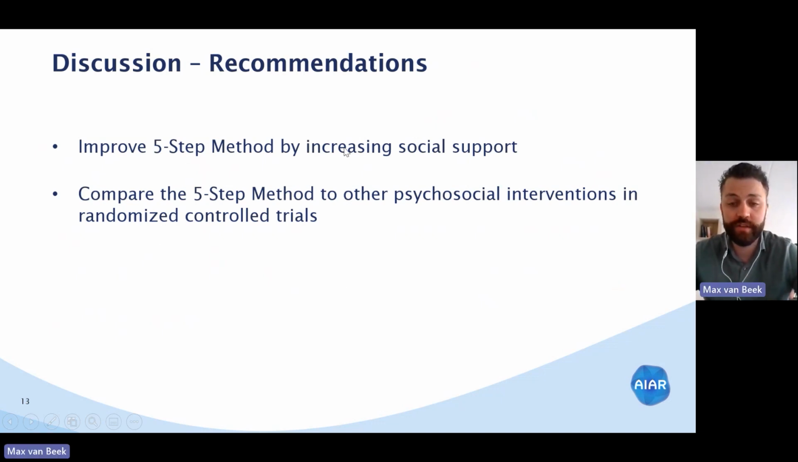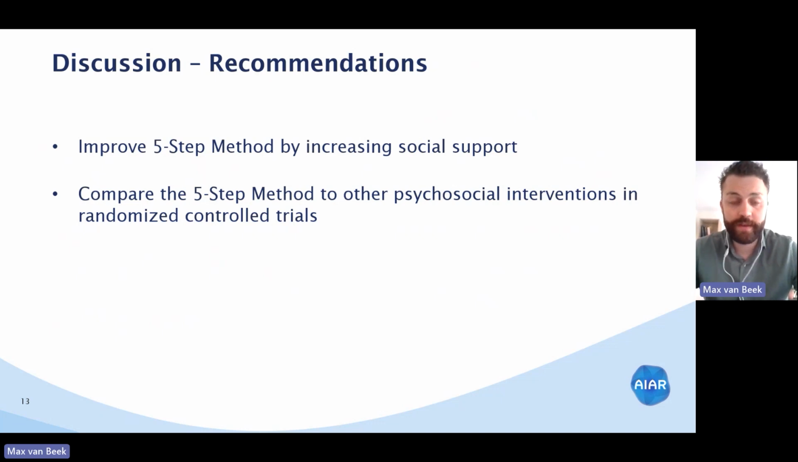Then we arrive at the recommendations. First of all, we think that the 5-step method could be improved by finding new ways to increase social support. The 5-step method is based on the stress-strain-coping-support model, which sees social support as a major factor in helping to deal with the heavy substance user within the family. Unfortunately, the intervention did not deliver on this. After the intervention was finished, we did not find any significant increases in informal social support when comparing baseline and end of treatment with follow-up. So this suggests that perhaps by significantly increasing informal social support, the results might even be better.